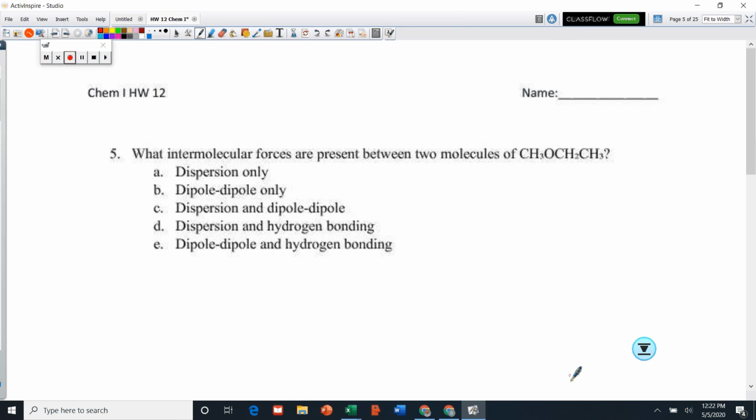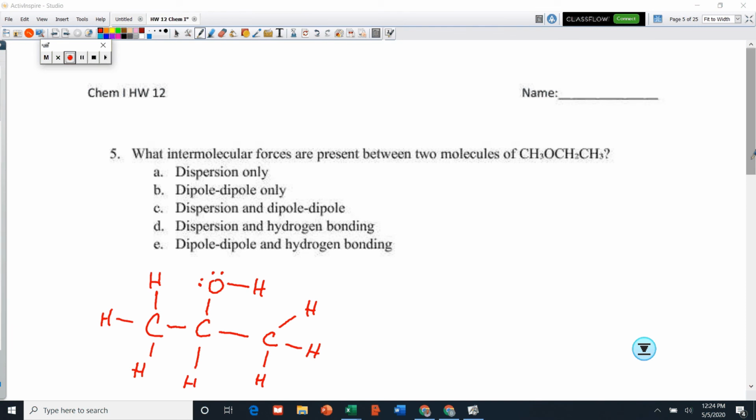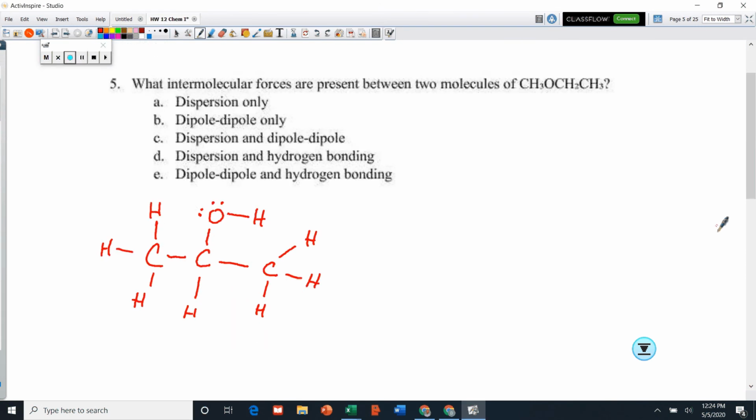Number 5, what intermolecular forces are present between two molecules of CH3OH? I'm going to go ahead and draw this and then I'll talk about it. All right, so again, we have to ask the same questions. Is this polar or nonpolar? That's going to be the first thing. Well, looking at it, for being nonpolar, we need everything to be the same all the way around it. So the answer to the first question, is it polar or nonpolar? This is a polar molecule, and it's because this one oxygen makes everything different. All right, so that is going to give us a polar situation here.